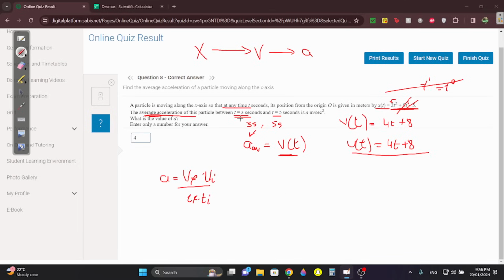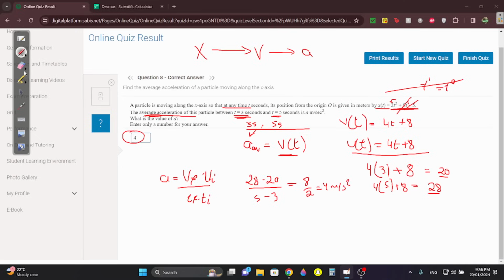If we have the equation for the velocity, we just plug in the time, right? It will be 4 times our first, because here they said 3 seconds and 5 seconds. 4 times 3 plus 8, then 4 times 5 plus 8. You get 12 plus 8 is 20, and you get 20 plus 8 is 28. So our final velocity is 28, our initial is 20, so it will be 28 minus 20 over 5 minus 3. You get 8 divided by 2, you get 4 meters per second squared.